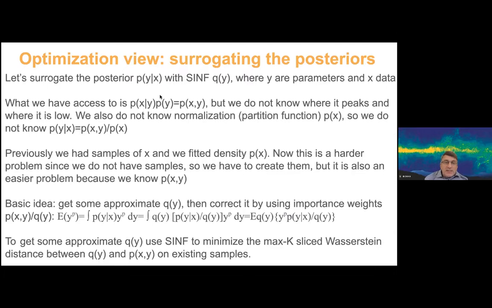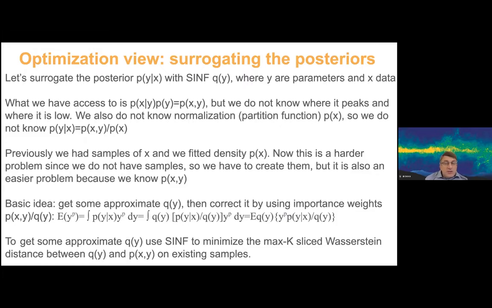Now, this is a harder problem. Why? Well, first of all, we don't have access to this posterior. We only have access to the joint distribution. In other words, the joint distribution is the likelihood times the prior. This is P of x comma y. X is the data, y are the parameters.